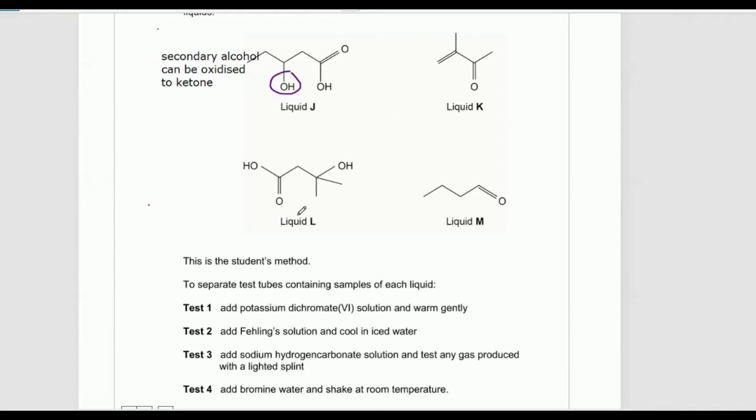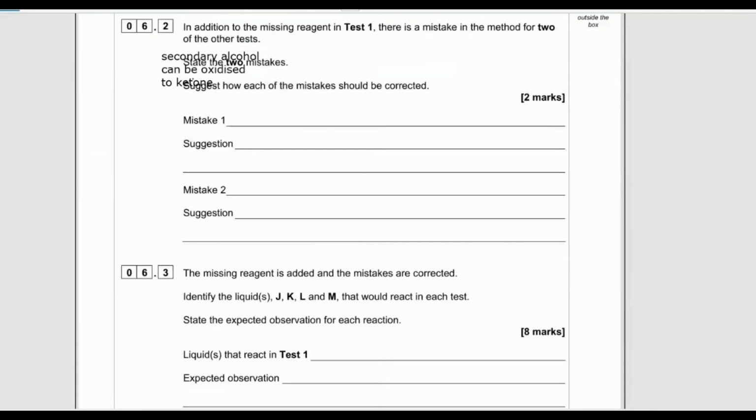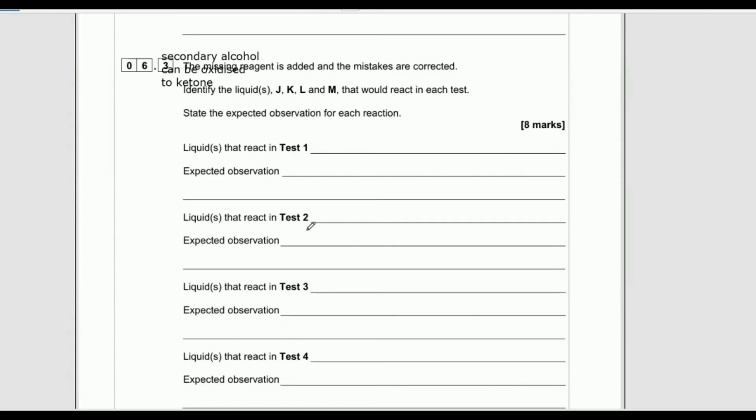Now, if we look here, we can see L is a tertiary alcohol, so that's not going to work, as tertiary alcohols can't be oxidized. But M is an aldehyde. You see that aldehyde group at the end, and it can be oxidized here to a carboxylic acid by potassium dichromate, so it will also turn from orange to green. So the answer for test 1 is that J and M will give a positive result, and the positive result is orange to green.